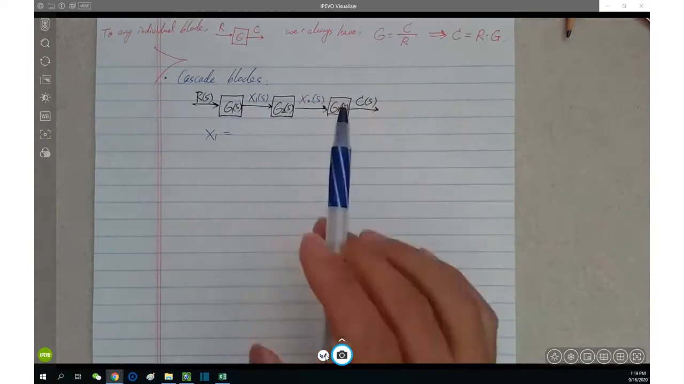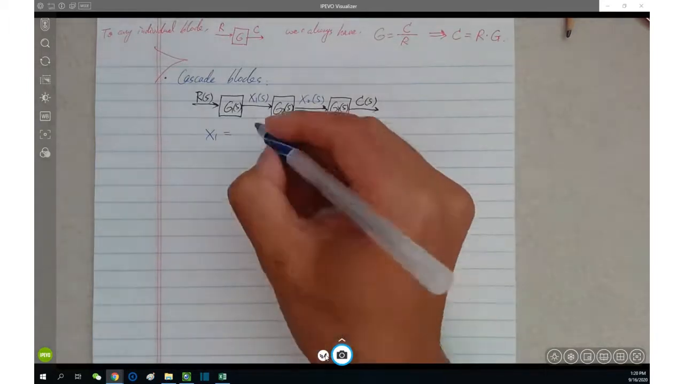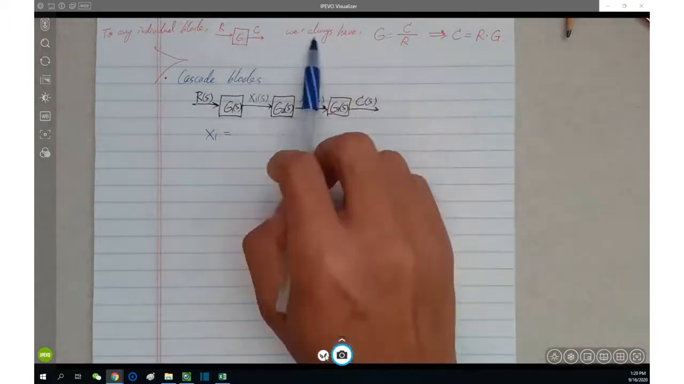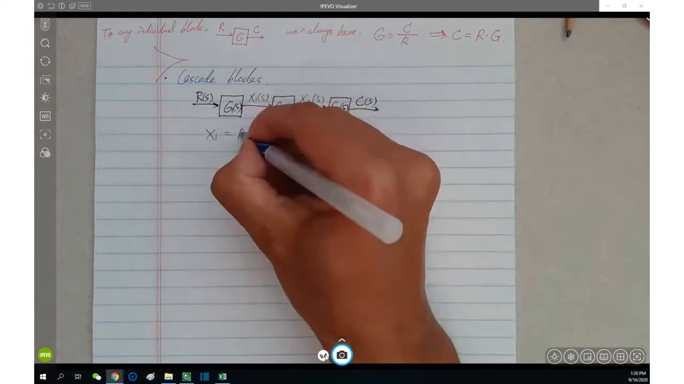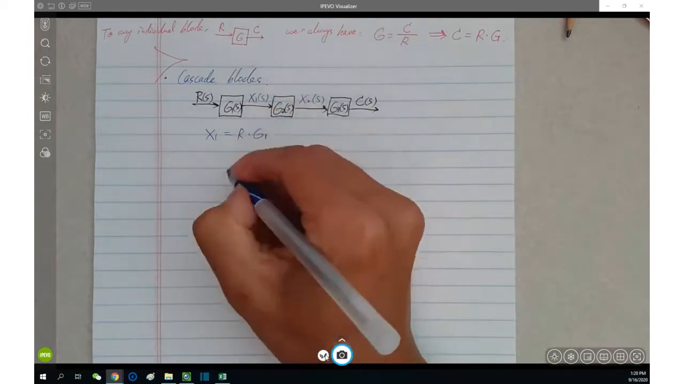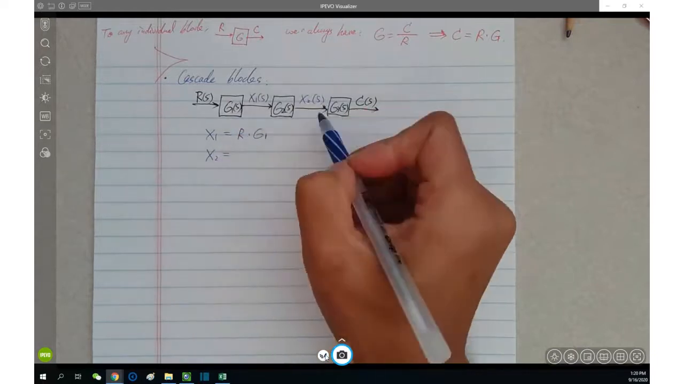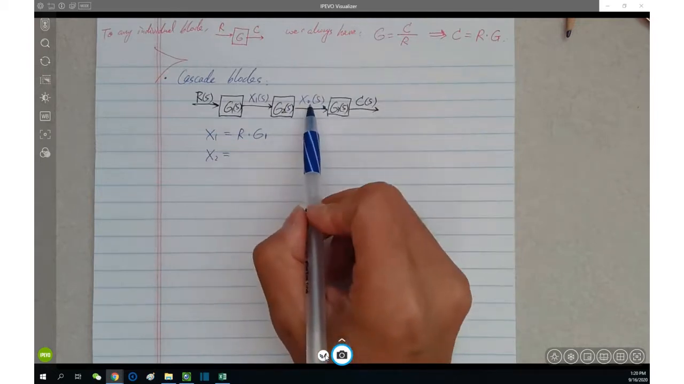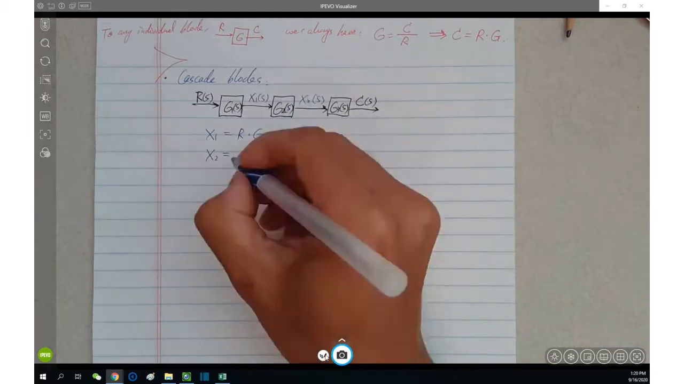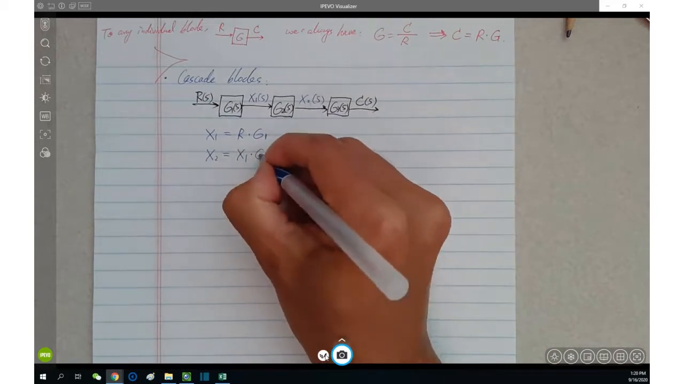From here on, we can kind of ignore the parentheses of s to save some time. x1 equals to what? According to the red color up here, x1 is nothing but R times G1, right? Similarly, x2 equals what? x2 is the output of the G2, and therefore it equals the input of the G2 times G2. Input of the G2 is x1. Right?